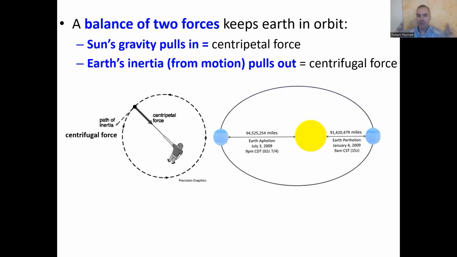And it's the balance between those two that keeps the Earth right in the orbit where it is. If the sun were to disappear for a moment, then the Earth would start flying off into space because of its inertia. If the sun's gravity were to increase, or if the Earth's inertia was to decrease, slow down a lot, for example, then it would start to fall into the sun. So it's sort of a magical balance that it has.